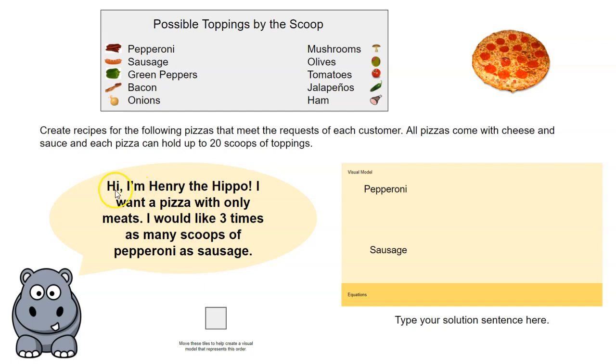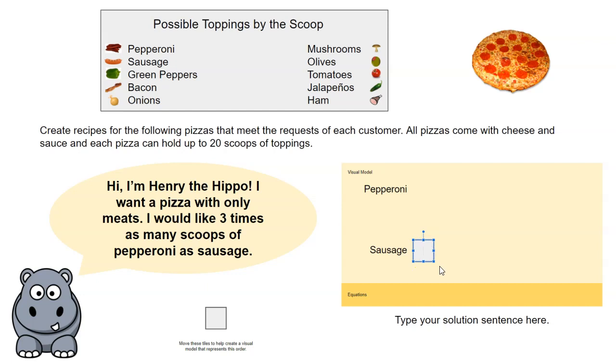In this case, it says, "Hi, I'm Henry the Hippo. I want a pizza with only meats. I like 3 times as many scoops of pepperoni as sausage." So that means that there's going to be more pepperoni than there is sausage. So I would immediately start with the sausage visual model. And in this case, it doesn't tell us how many scoops of sausage, so you get to choose a number.